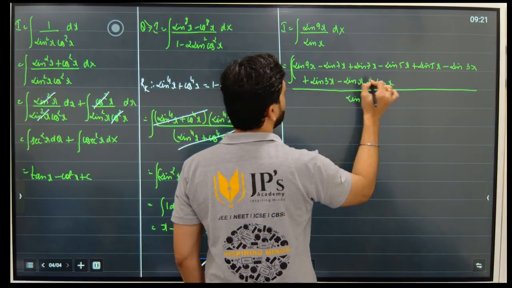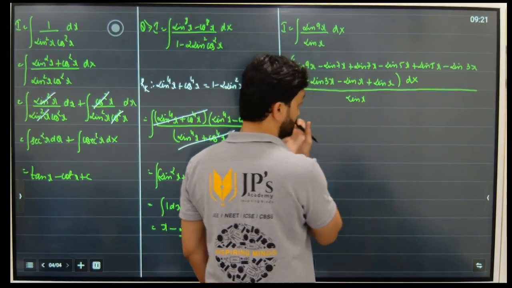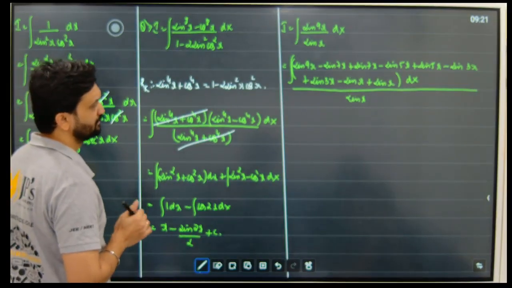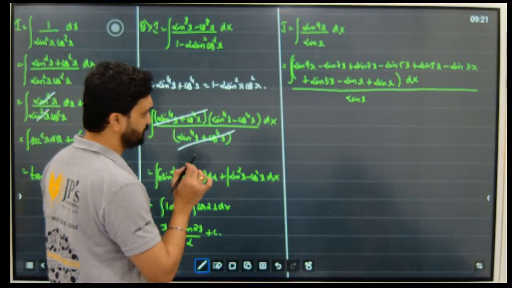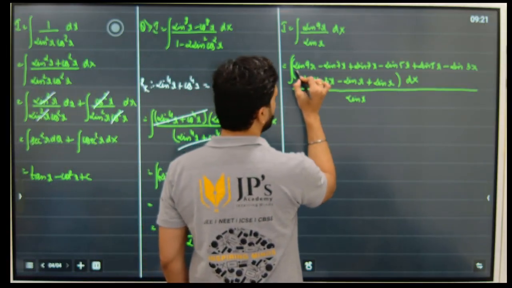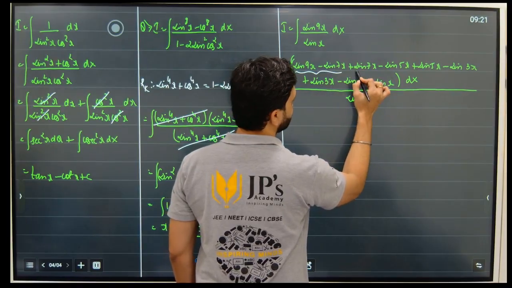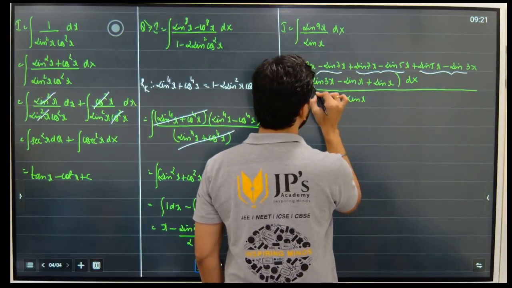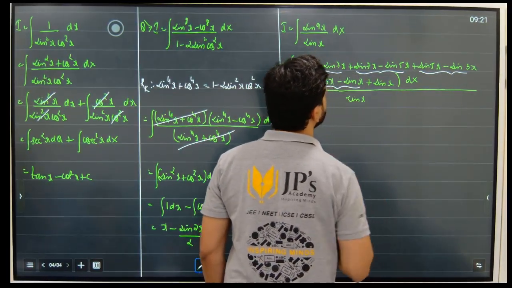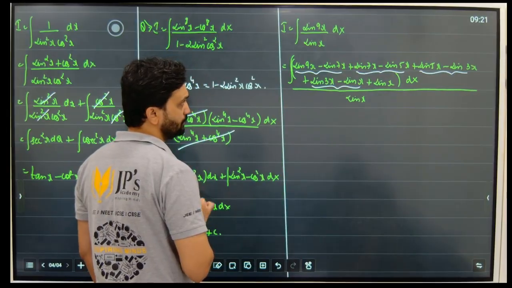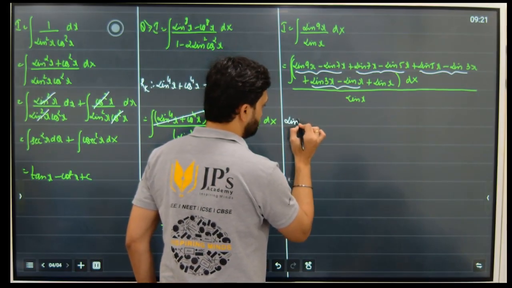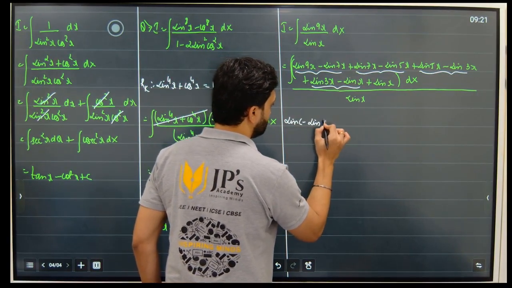This entire thing I write as dx, the whole upon sin x. Now, it's very important for you to understand this. I'll do grouping. This group will be made, this group, this group, and this group. Now, I have the formula for sin c minus sin d.